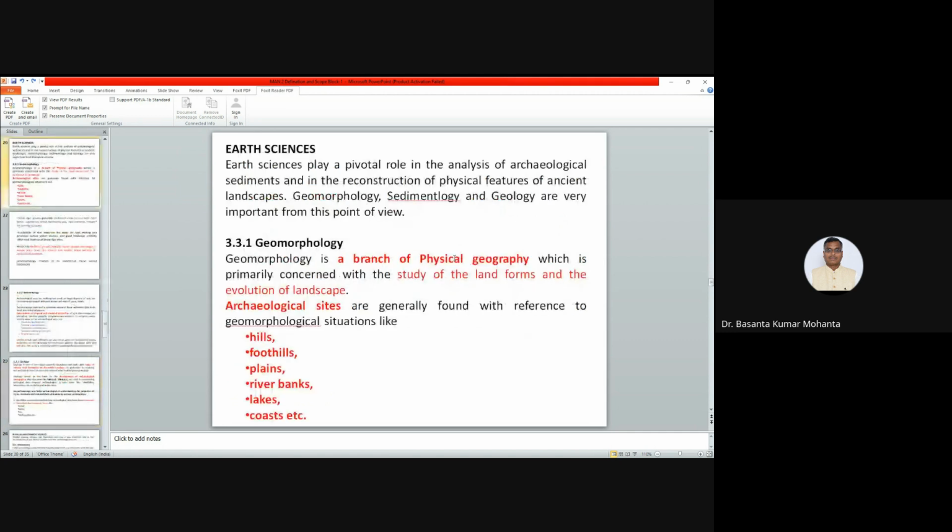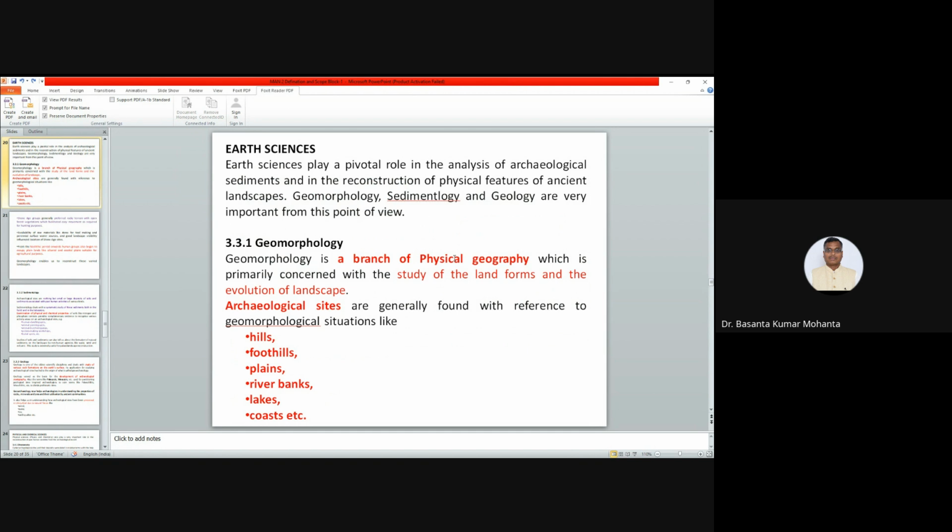In a similar way, we get a very close relationship of earth sciences with archaeological anthropology, where earth sciences play a pivotal role in the analysis of archaeological sediments and in the reconstruction of physical features of ancient landscape. Geomorphology, sedimentology, and geology are very important from this point of view.